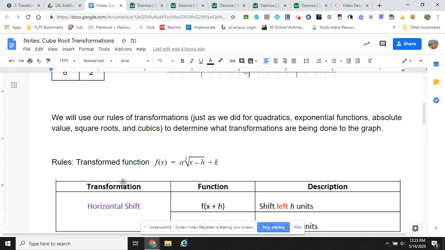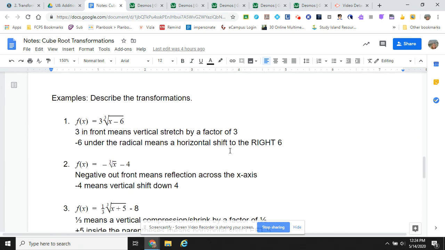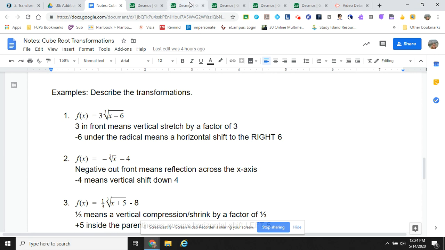So the rules are the same, and you'll notice down here, look, it's the same as the square root. The only thing I changed was I put a little 3 in there, that's called an index. And that just means we're taking the cube root instead of a square root. But once again, all the rules are right there. So here's a bunch of transformation examples for you, and I typed them all into Desmos.